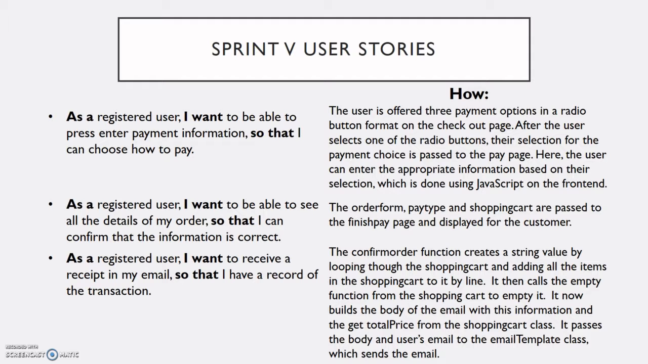As a registered user, I want to receive a receipt in my email so that I have a record of the transaction. How? The confirm order function creates a string by looping through the shopping cart and adding all the items in the shopping cart to it line by line. It then calls the empty function from the shopping cart class to empty it. It now builds the body of the email with the information and the function getTotalPrice from the shopping cart class. It passes the body and user email to the email template class, which sends the email.